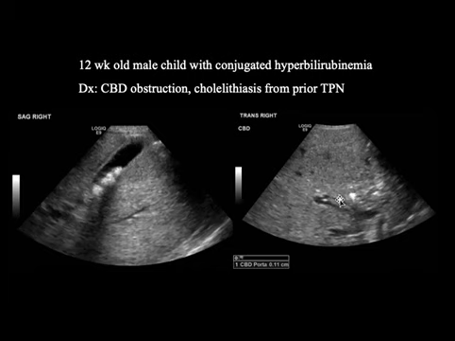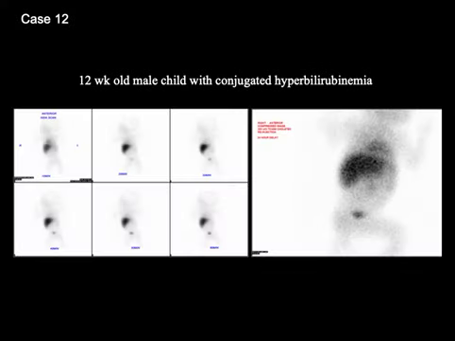So remember, in babies, when they are on total parenteral nutrition, they can develop gallstones, and those gallstones can go down into the cystic duct and cause acute cholecystitis. They can go down into the CBD and cause CBD obstruction, which may look like biliary atresia when you are doing a hepatobiliary scan. So those are some of the patterns that you can encounter while reading HIDA scans or hepatobiliary scintigraphy.